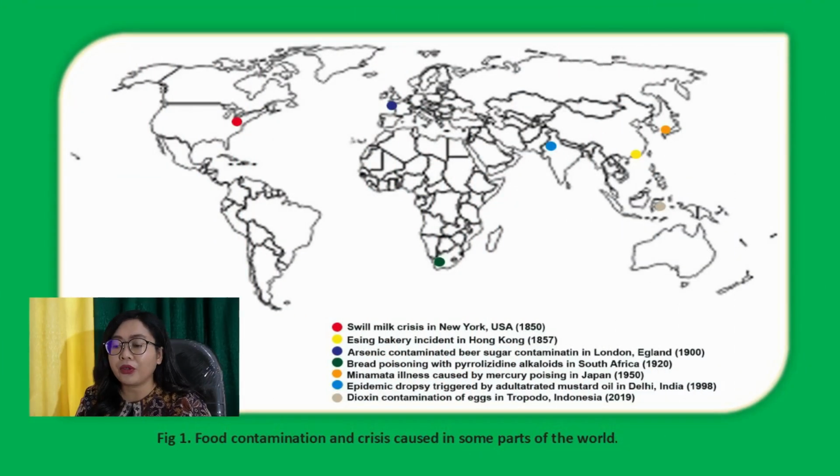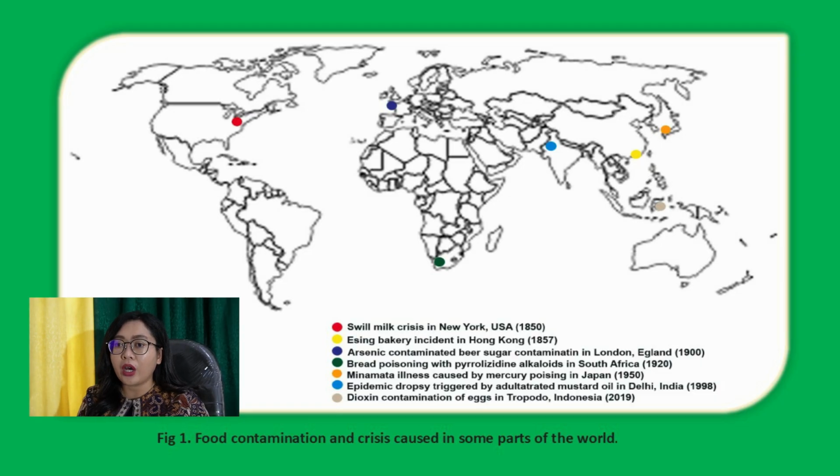When we talk about food safety, we remember some of the cases that have happened worldwide, where crises were caused in some parts of the world. If we look at the map here, we see that there was a Swiss milk crisis in New York, USA, around 1850, so it already started around the 1880s era. And then there was the Ising Bakery incident in Hong Kong, followed by arsenic-contaminated beer sugar in London, and then bread poisoning in South Africa.